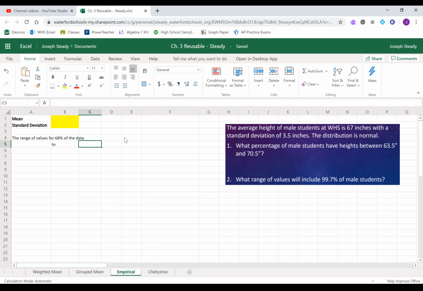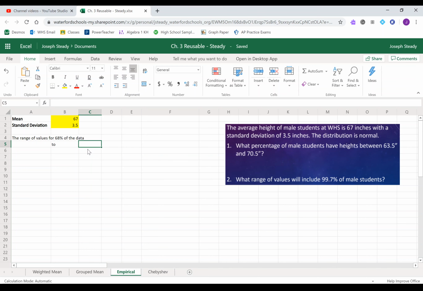And this is where it'll be useful to kind of see this in action, to actually put in some data. So I'm going to use this example over here. The average height of male students at Waterford High School is 67 inches, so that's our mean, with a standard deviation of 3.5 inches. That's our standard deviation. So to find the range of values that includes 68% of male students at Waterford High School, the first thing we have to do is remember that, hey, 68%, that is between 1 standard deviation above the mean and 1 standard deviation below the mean.